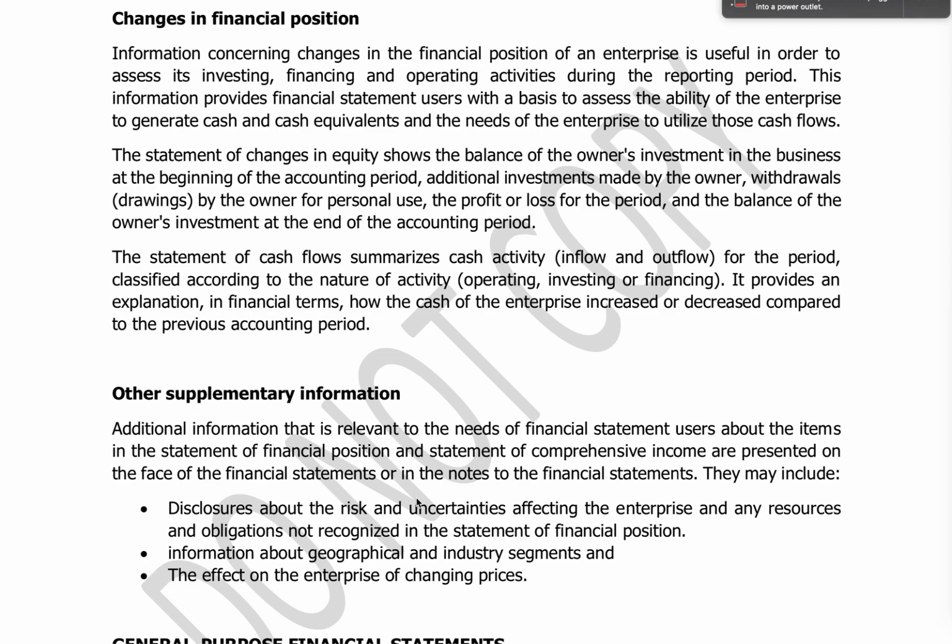Pag sinabi mo namang statement of changes in equity, it shows the balance of the owner's investment. Yun yung capital. Capital ni business owner at the beginning of the period plus the additional investments of the owner less the drawings of the owner and ending balance is the profit or loss for the period. So, and the balance of the owner's investment at the end of the accounting period.